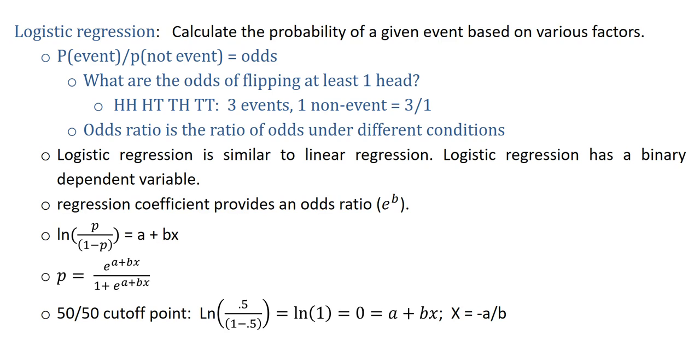Let's just remind ourselves what odds are: the probability of an event divided by the probability of that event not occurring. It's a binary type of situation. So what are the odds of flipping at least one head? Well, with two coins you can have a head-head, a head-tail, a tail-head, or a tail-tail. Three events have at least one head, and one has only tails and no head, so it's a non-event. The odds are 3 to 1. An odds ratio is the ratio of odds under different conditions.